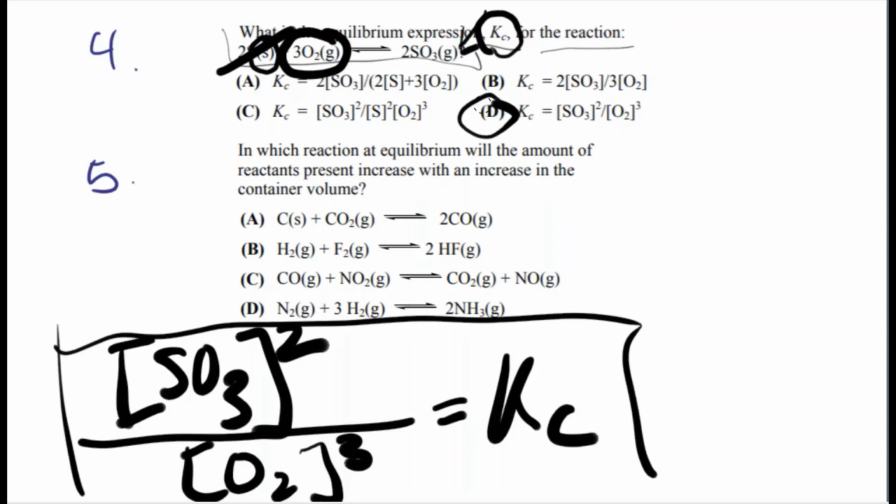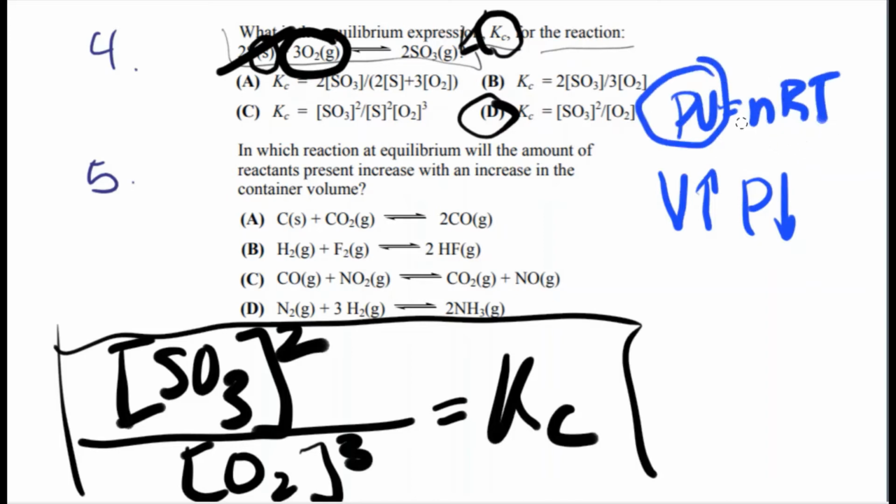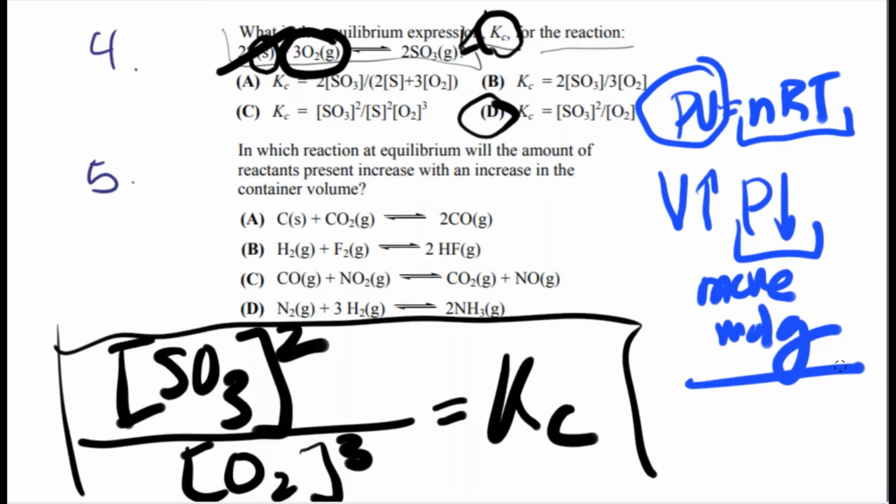Number 5. In which reaction at equilibrium will the amount of reactants present increase with an increase in the container volume? So if you remember, an increase in container volume means that the pressure is going down. So volume goes up, pressure goes down. This is in accordance with PV equals nRT, where P and V are inversely related for a constant n, R, and T. So, increasing volume decreases pressure. Now, we know that decreasing pressure means that it will favor the side with more moles of gas. Because if you think about it, at higher pressures, we want to produce the side with fewer gases. So if there's a lower pressure, the opposite will happen, and we will have to find the side with more gases, and that's where the reaction will go from equilibrium.